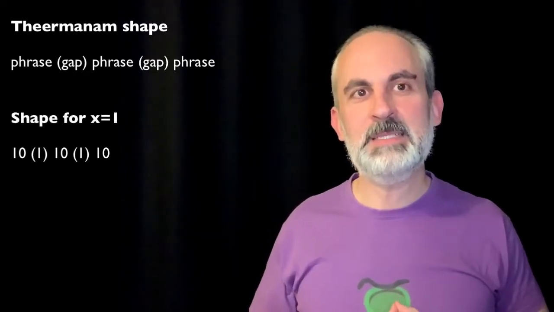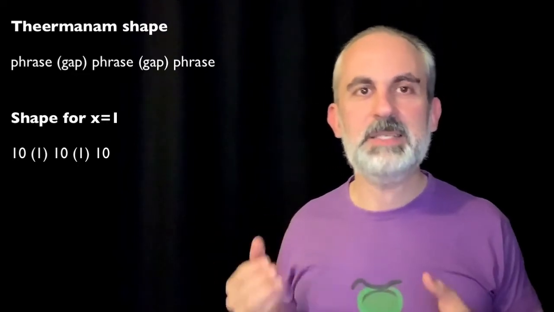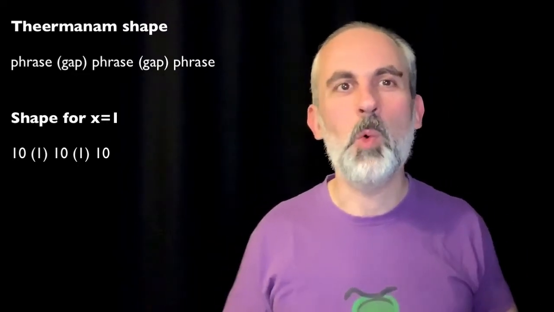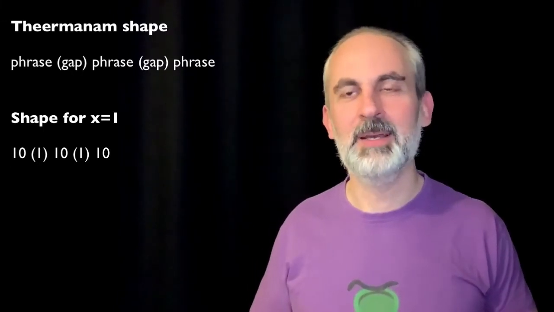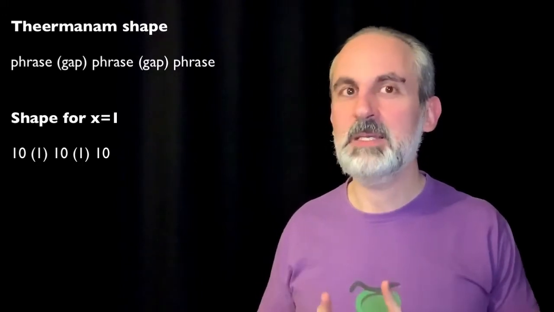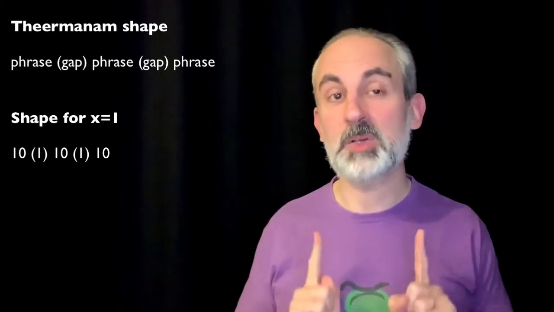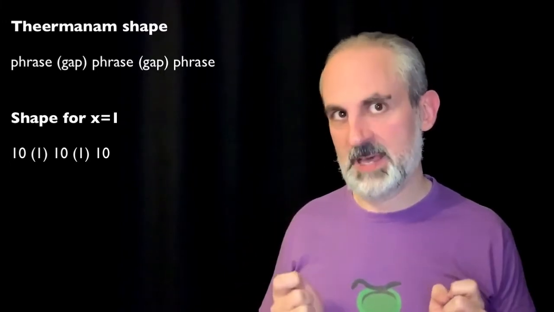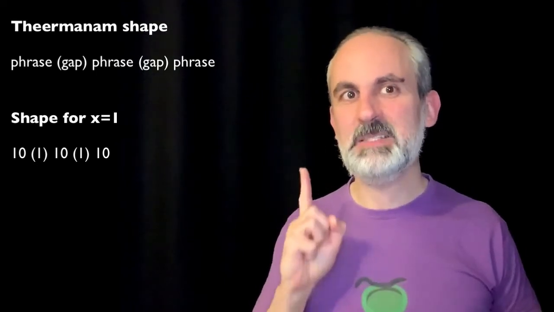And this, my friends, the structure of 10, 1 gap, 10, 1 gap, 10, is probably the most widespread basic Theermanam out there in the wild. But by that I mean the most common shape of a Theermanam that has positive gaps. And what do I mean by that? That the gaps have a value of at least 1.